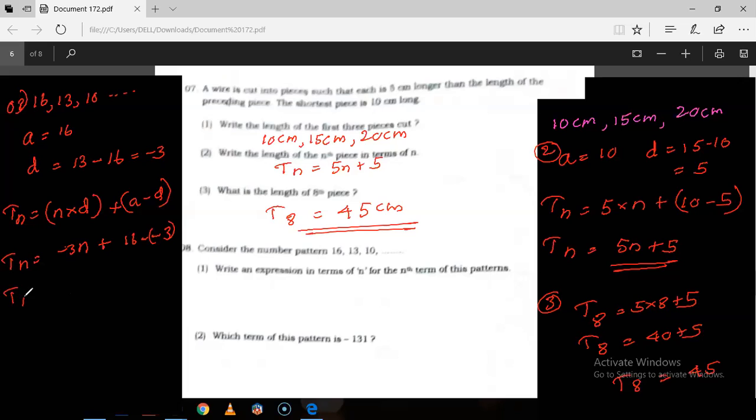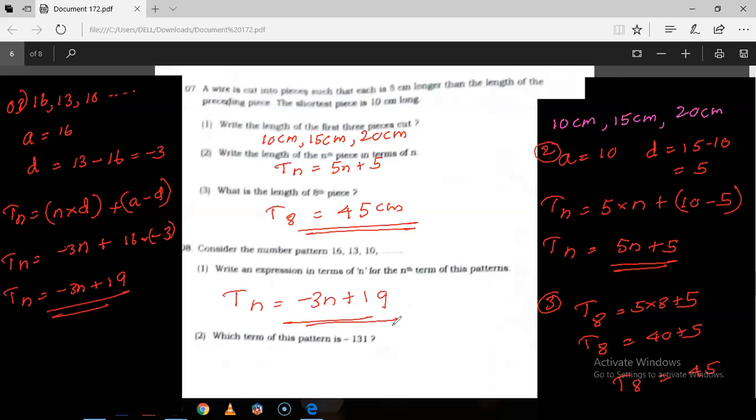Tn equals minus 3n. The minus and minus make a plus, so we are adding. 16 plus 3 is 19. The general term Tn equals minus 3n plus 19. Yes, minus 3n plus 19.